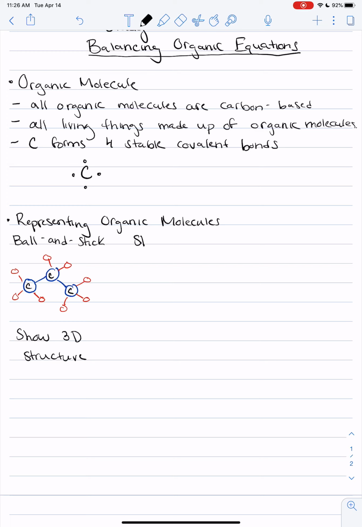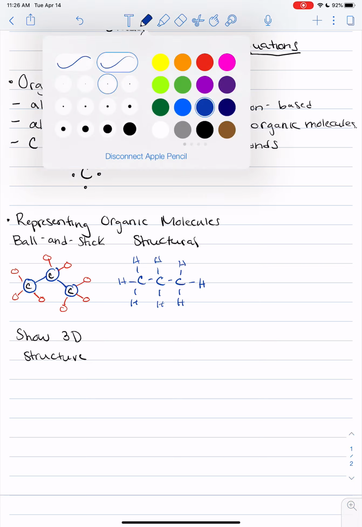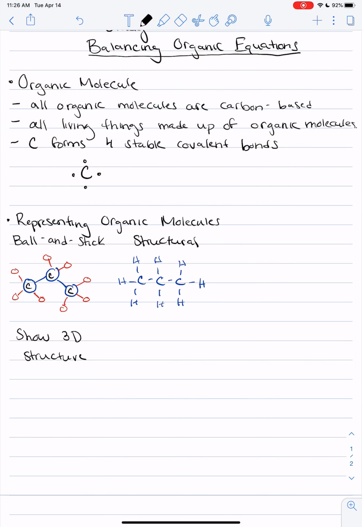Next is something called a structural model. And this is like a Lewis structure. So we've seen these before. All these models are representing the same organic molecule that has 3 carbons and 8 hydrogens. Okay, so the structural model, the reason why it's useful is it shows all of the atoms and the bonds.